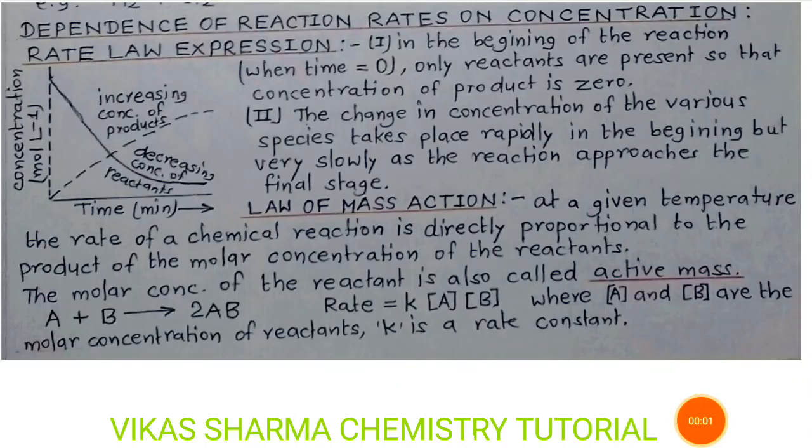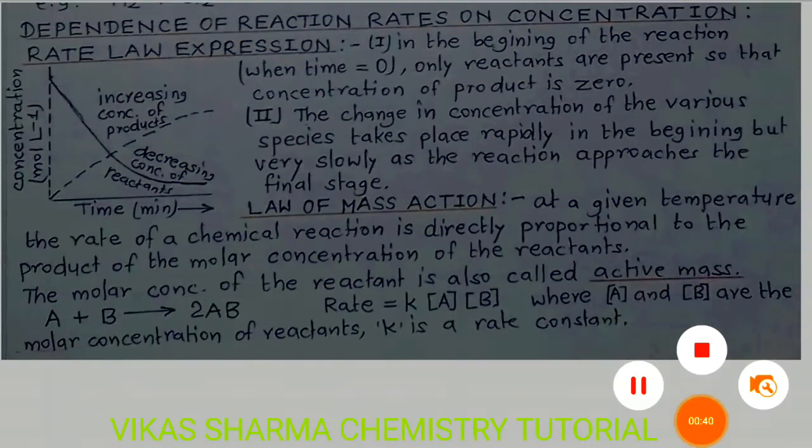Dear student, today's topic is dependence of reaction rates on concentration and rate law expression. In a chemical reaction, the concentration of a product is always increasing, and on the other side the concentration of a reactant is decreasing. The first situation: in the beginning of the reaction, when time is 0, only reactants are present, so the concentration of product is 0. The second condition: the change in concentration of the various species takes place rapidly in the beginning but very slowly as the reaction approaches the final stage.